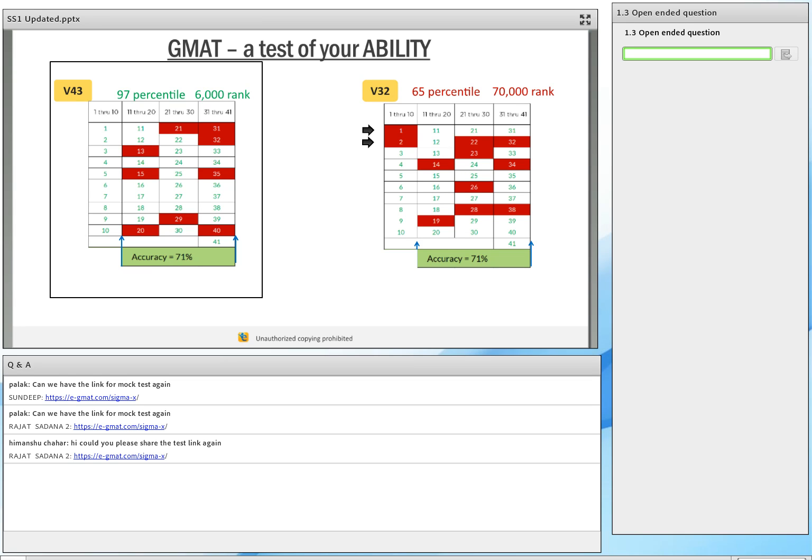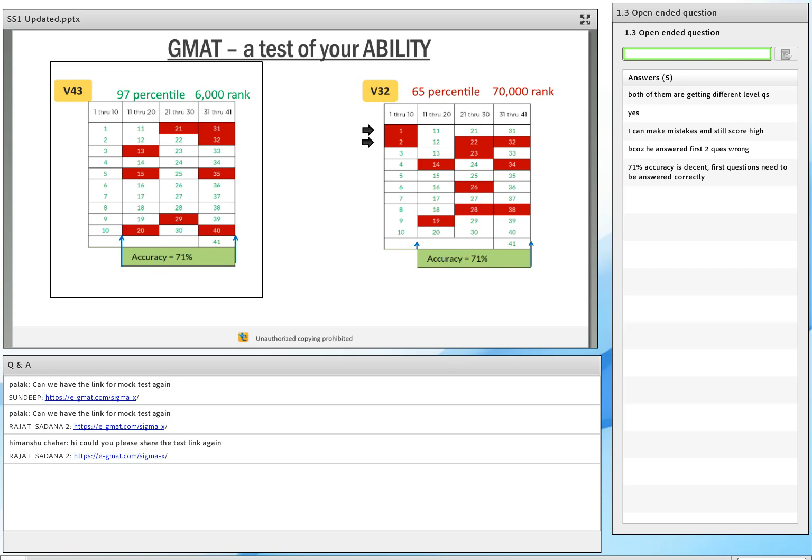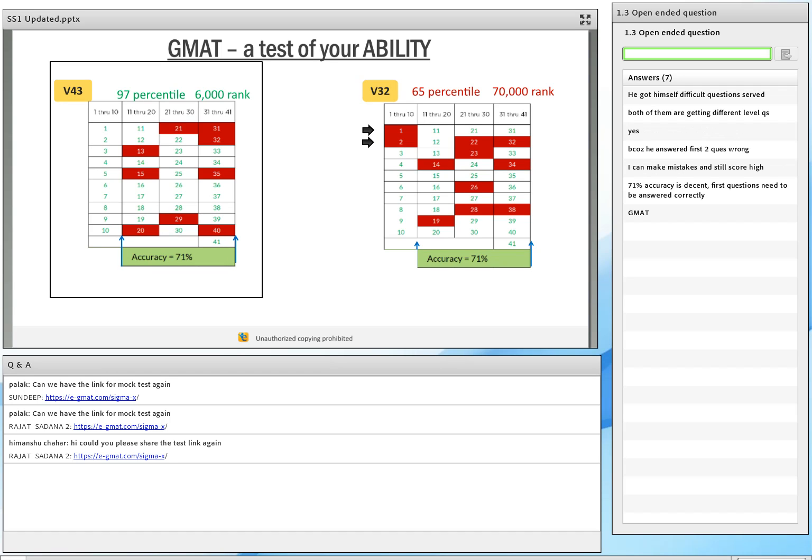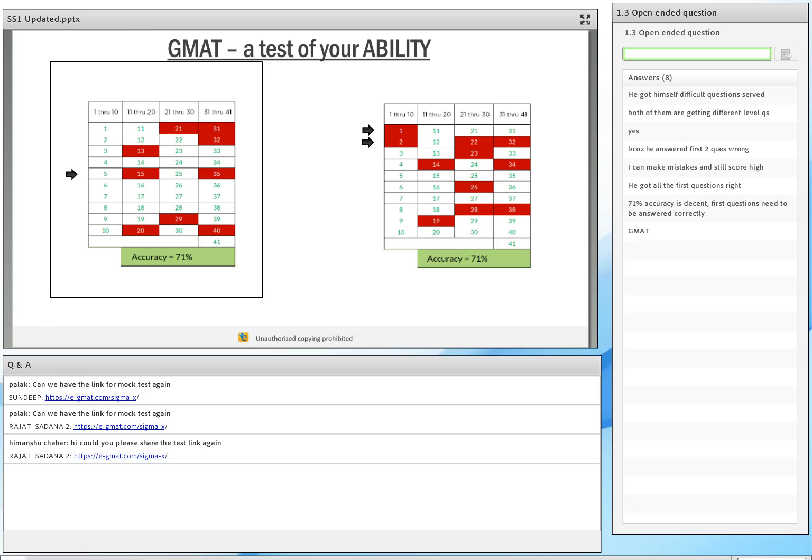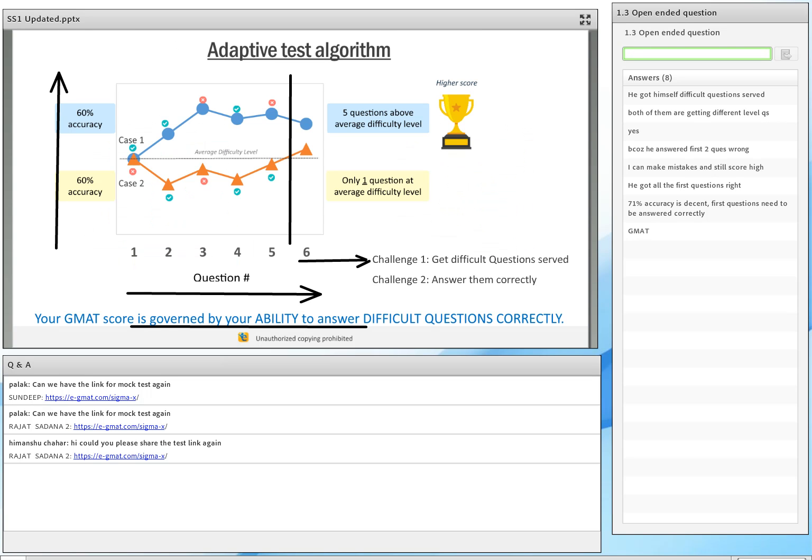And some of you are coming to really good answers right now. One of you says you can make mistakes and still score high. The other one says the kind of questions that you're getting are very different. That's very true. So the thing that I want you to really say is these two people are students who have very different abilities, and how do we figure it out? I'm going to do that mathematically. But even before that, let's simulate their attempts on this model of a computer adaptive test that we just created. And let's just clean this up a bit.